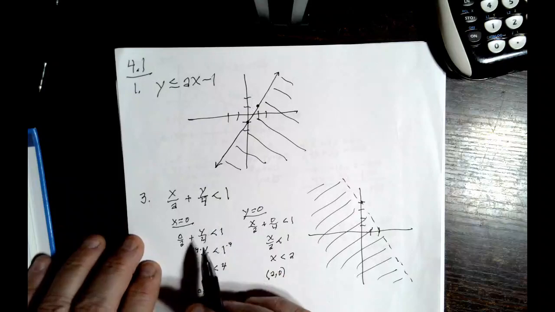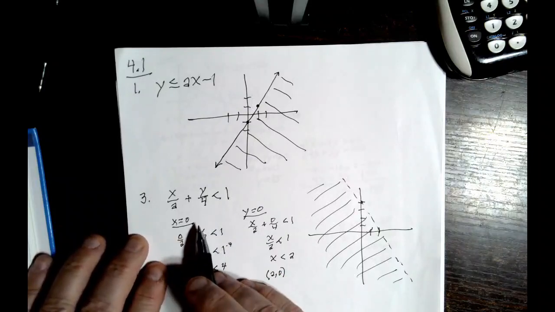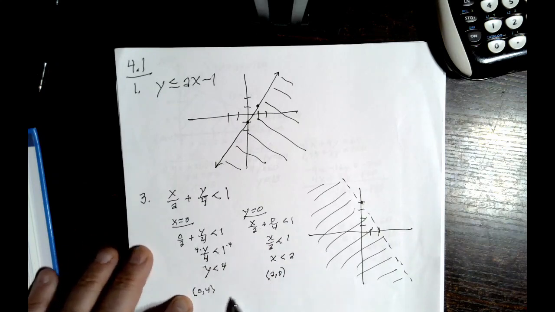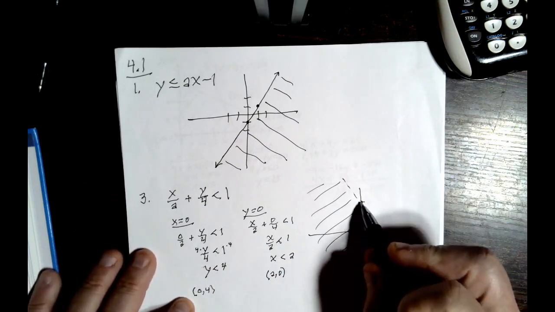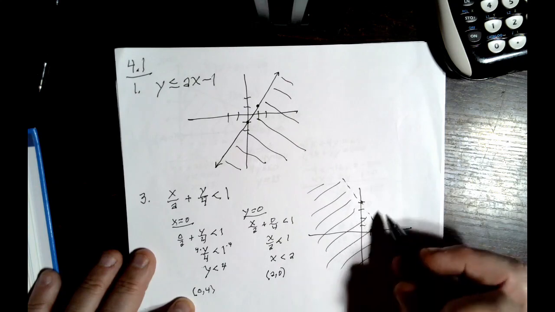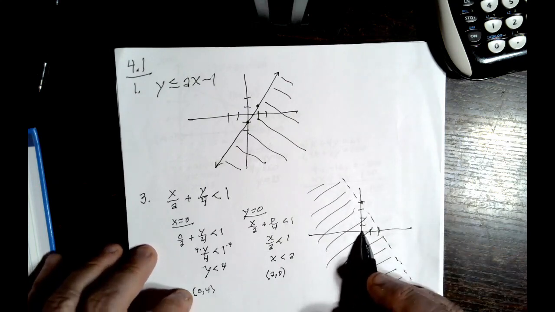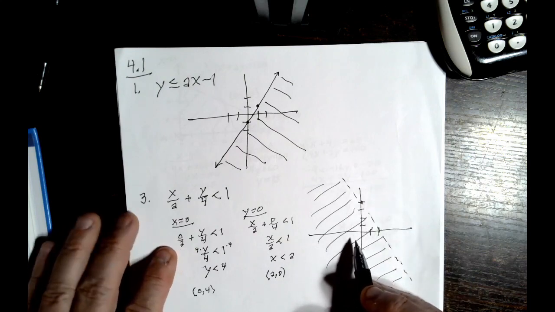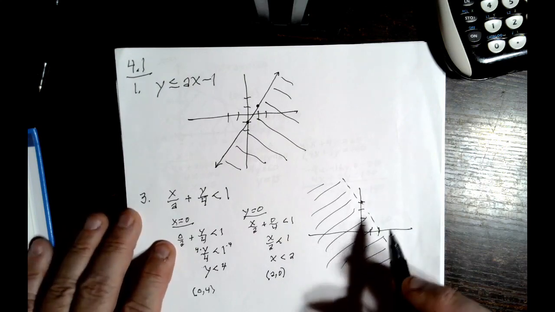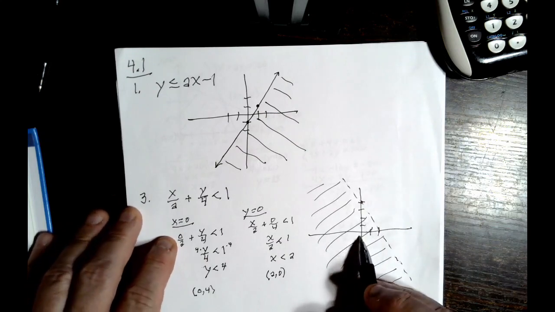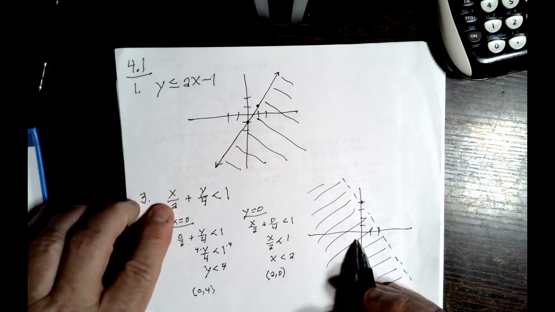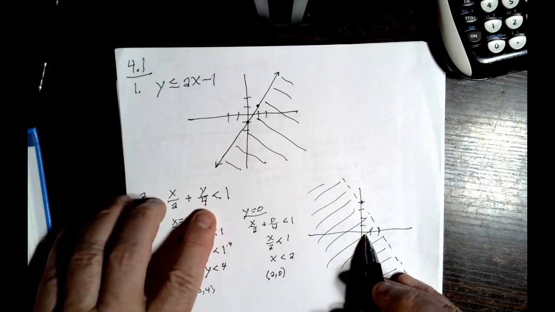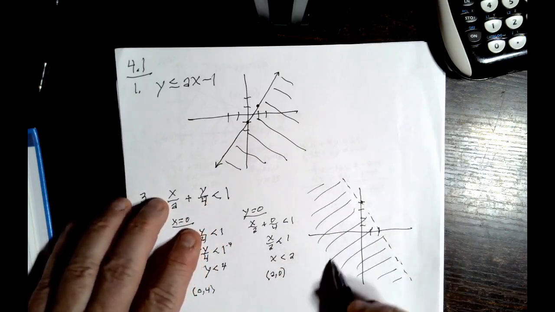So number 3, you want to find your x and y intercepts by setting x equal to 0 or y equals 0, and you get your 2 points, 2, 0 and 0, 4. Now how do I know which way to shade? Well, I try 0, 0 here, if you can. If your line goes through 0, 0, you can't choose 0, 0. You got to pick a point that's clearly on one side or the other. So plug in 0, 0 and you get 0 over 2 plus 0 over 4 is less than 1. So is 0 less than 1? Yes. So we're going to shade this side here.